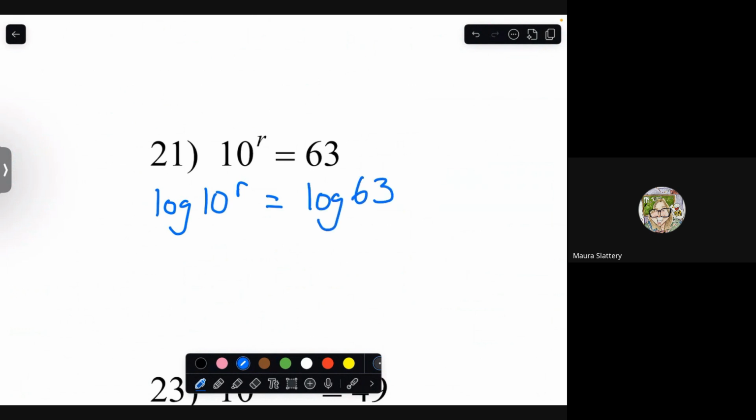Now we don't write log base 10. We just write log, right? Questions on this?